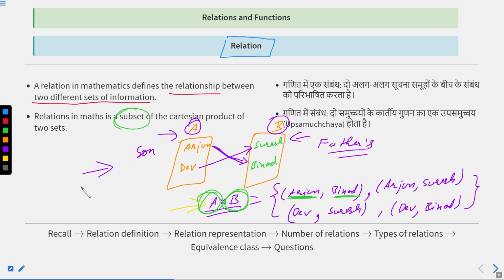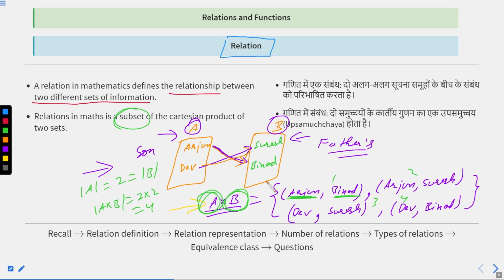As you know, the number of elements in set A times the number of elements in set B gives the total number of elements in this set. It will be what? 2 times 2 means 4. As you can see, 1, 2, 3, 4, the total number of elements. Okay, and the relation is defined like this. As you can see, this will be our relation.